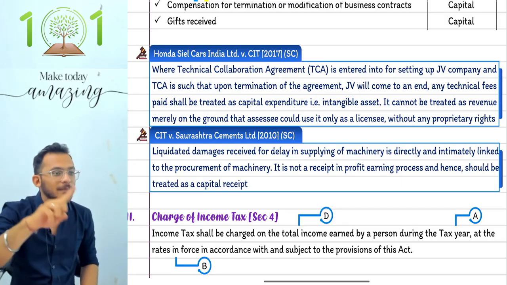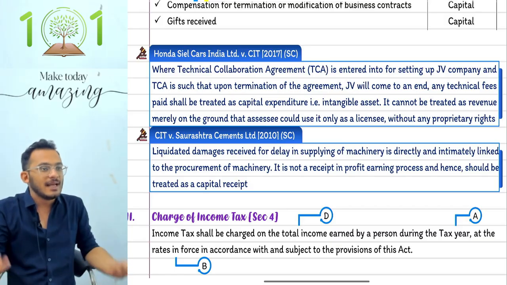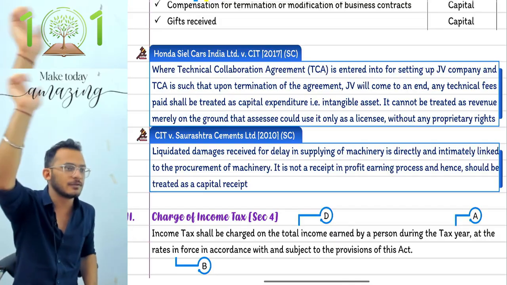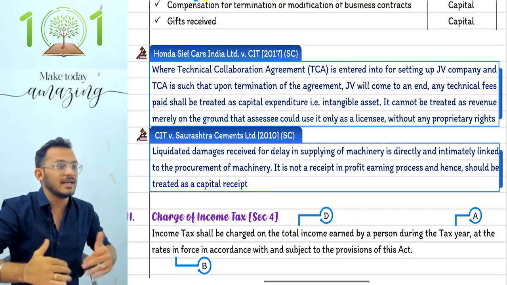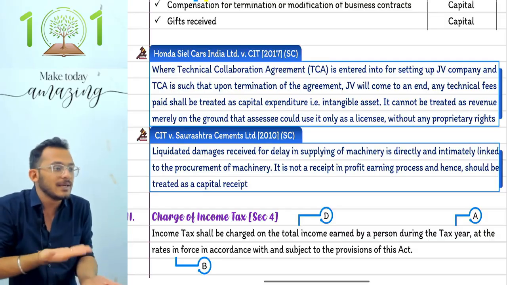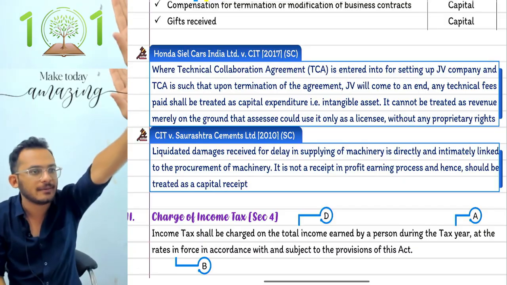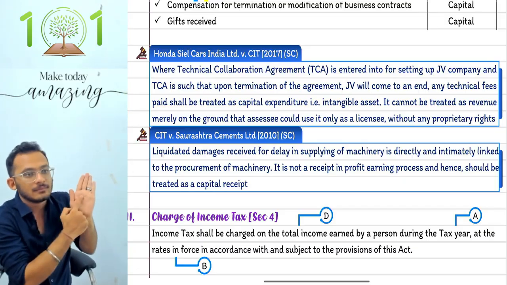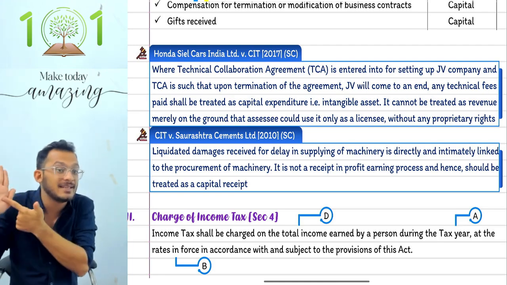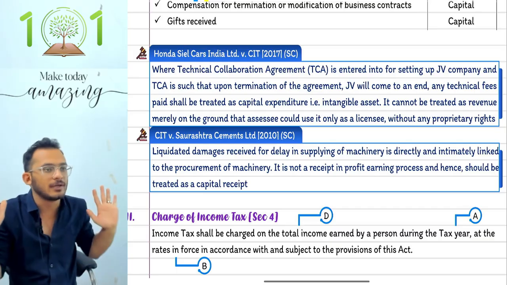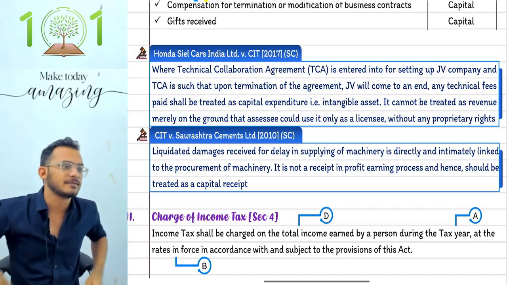You see what happened? If it was a revenue receipt, I would have told you it is taxable regardless of the head. But because it is a capital receipt, I have to ask you which head you are putting it under. If you told me it is PGBP, I will go and check the PGBP head. Is it sitting there? Yes, and therefore taxable. If you told me it is IFOS, I'll go to IFOS and ask, is it sitting there? No, and therefore it is exempt. That's the difference.